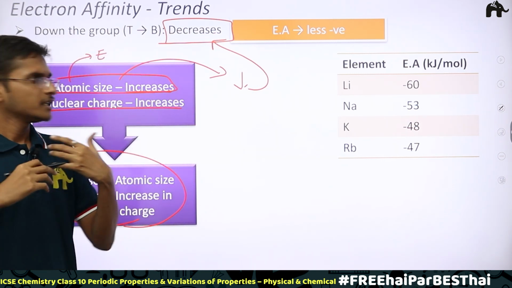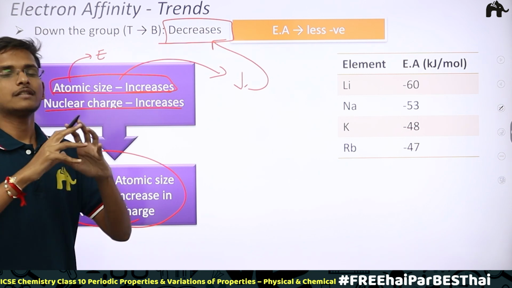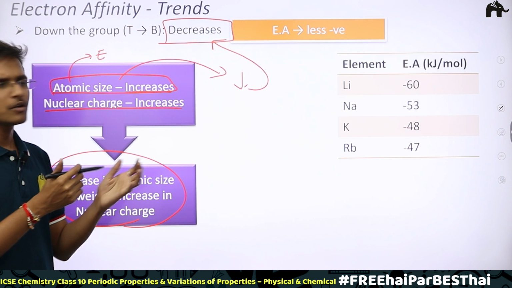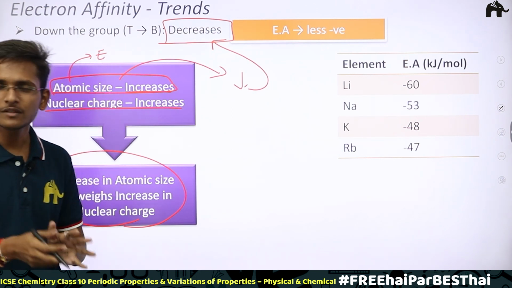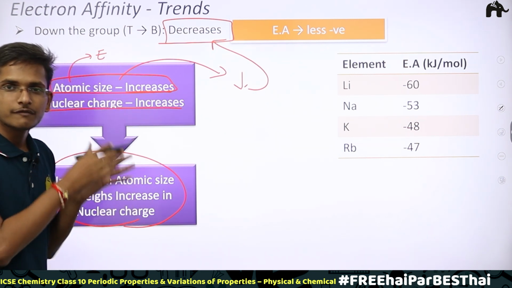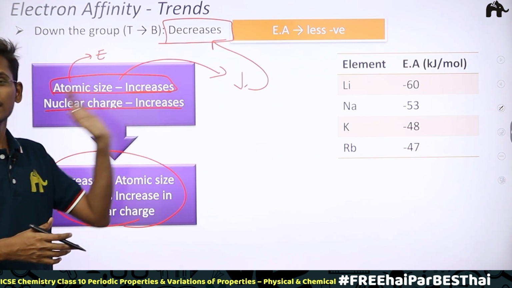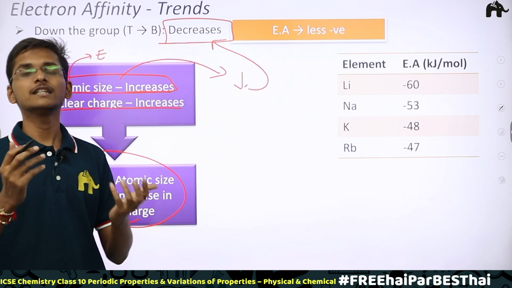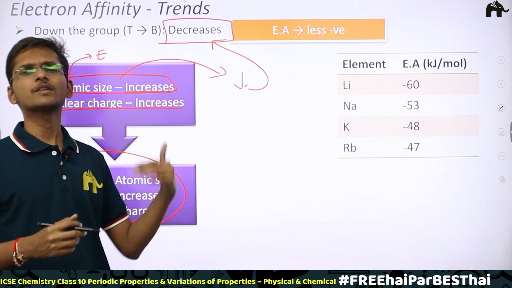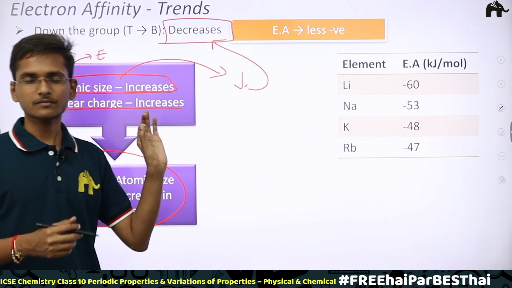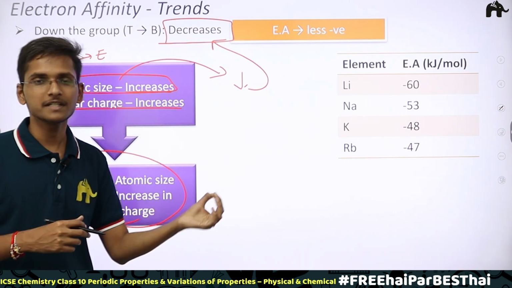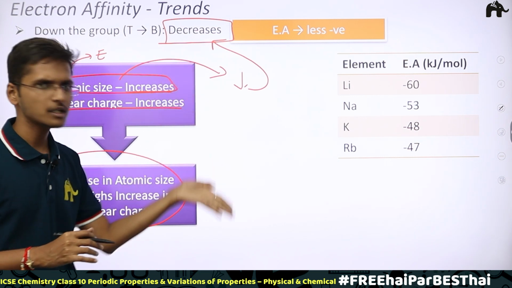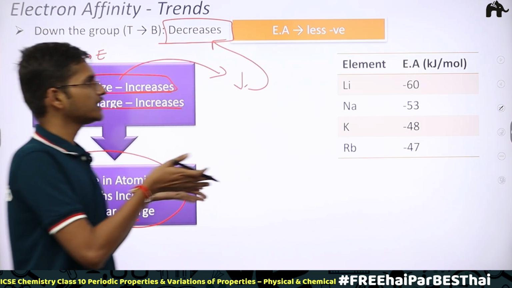So this is an elongated explanation, but for 1 marker questions you can simply write down that electron affinity decreases because when we move down the group, atomic size as well as nuclear charge increases, but the effect of increase in the atomic size is more than the effect of increase in the nuclear charge. That's why the net effect would be due to the increase in the atomic size, which is decrease in the electron affinity. That's why electron affinity decreases when we move down the group. Very simple. So now let's see the example.